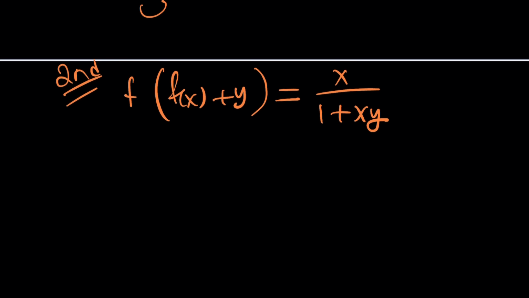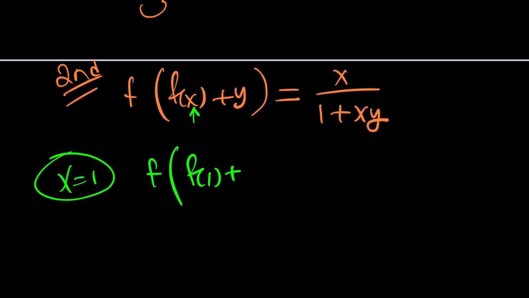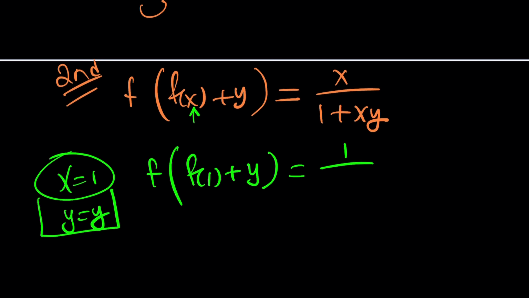Now, here's what we're going to do. We're going to replace x with 1, okay? Why? Because that's going to give us something real nice. Let me show you. When you replace x with 1, here you get f of 1 plus y. Notice that this means you're not replacing y with anything. Leave the y alone, okay? Y is y. And x is 1, so it's going to be 1 plus y.